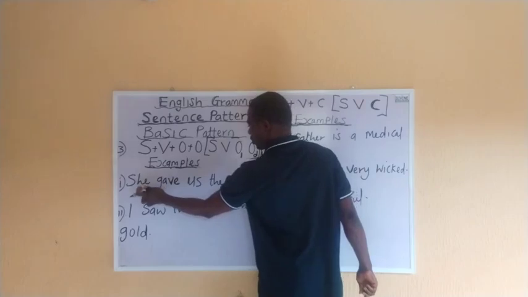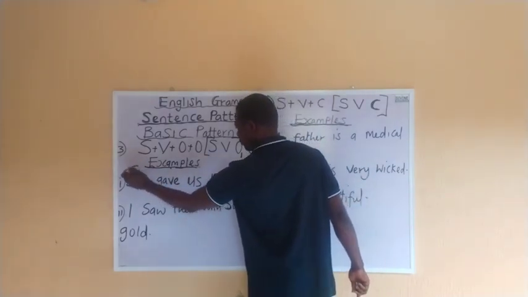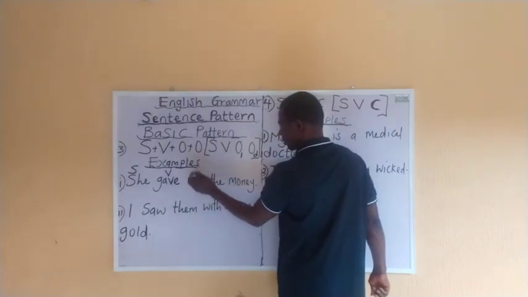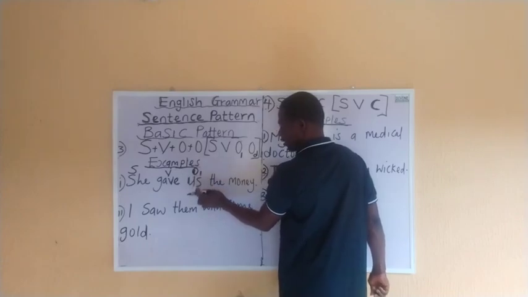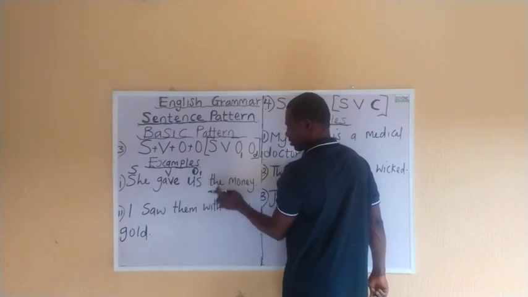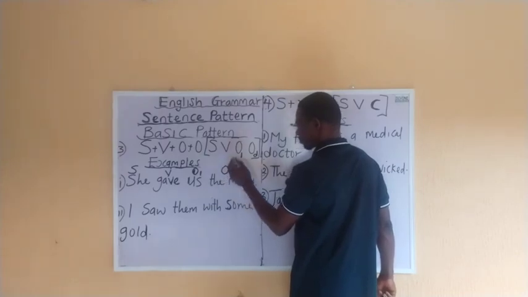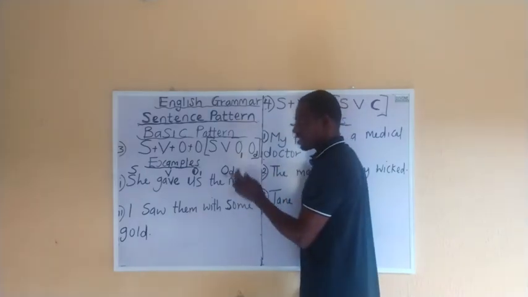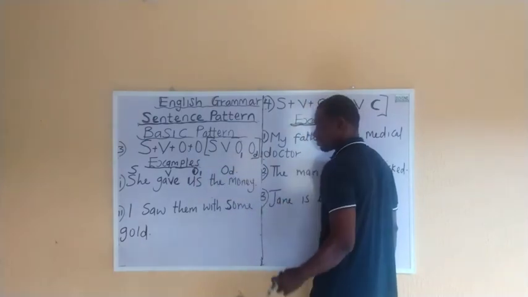Okay. She gave us the money. She is the subject, gave is the verb, us is the indirect object. The indirect object here is acting as a beneficiary. The money is a direct object. So it is very proper that when making a statement, the indirect object should come before the direct object.